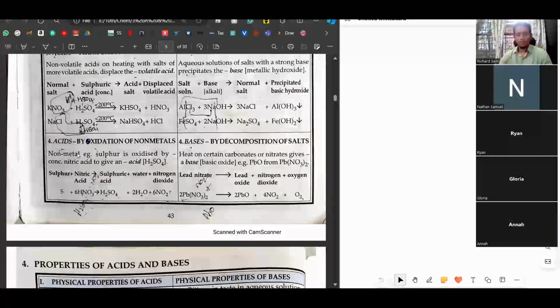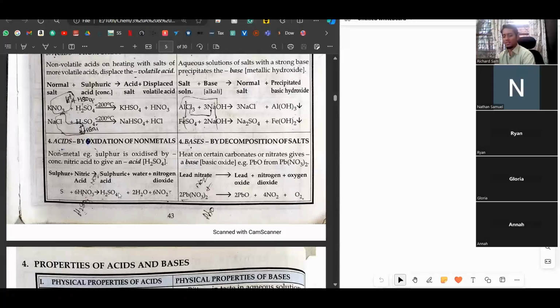Okay, the last one is acids by oxidation of non-metals. So acids need a non-metal in it, right? So here they're oxidizing the non-metal. So sulfur is oxidized using HNO3. So what you understand here is HNO3 is a strong oxidizing agent. It oxidizes sulfur, and sulfur becomes sulfuric acid. Okay.